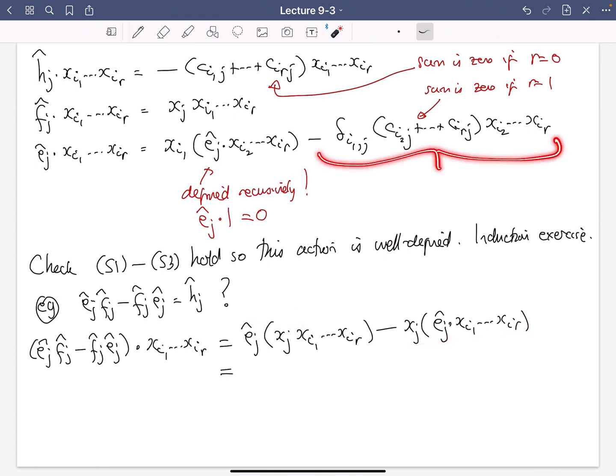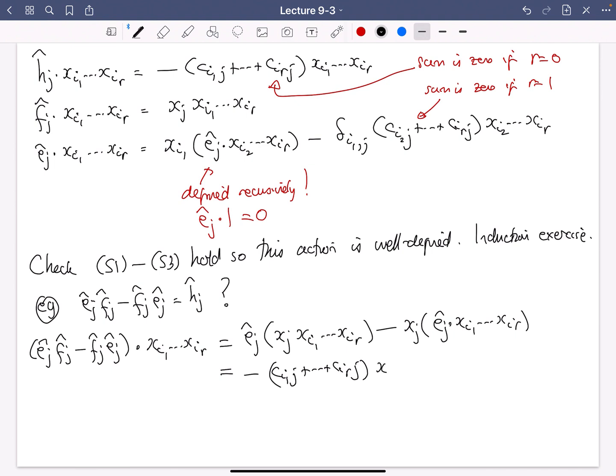So all I'm left with is that part where it's eating up that xj at the beginning. So I get minus ci1j plus cirj times xi1 up to xir, which is indeed the definition of hj hat on xi1 up to xir. Now, admittedly, I picked an easy one to give you as an example, but the other relations are similar. Well, they're left to you. Okay, so that's made a little beginning.